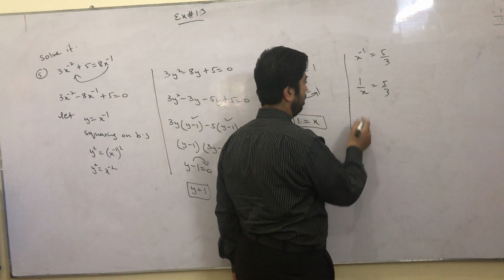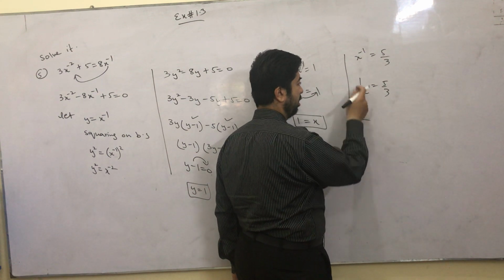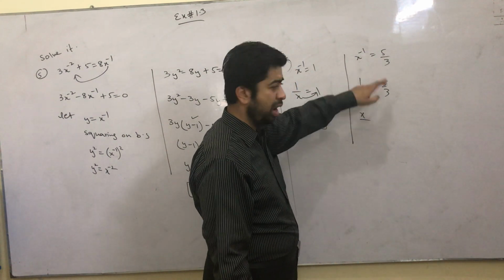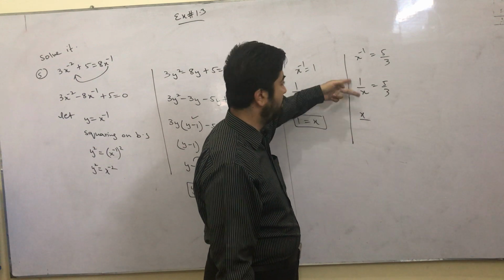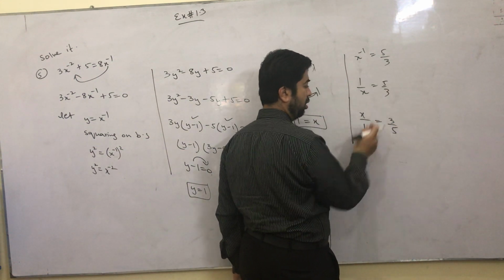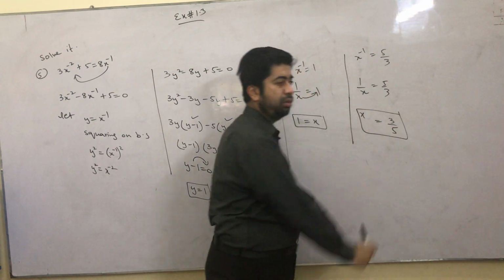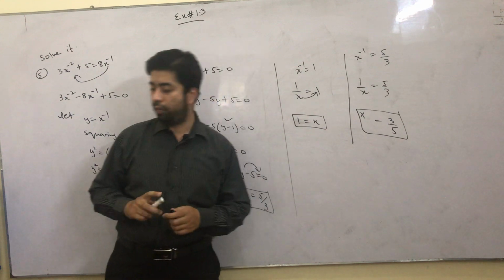For this one, after converting, this was 1 over x equal to 5 over 3, and after reverting this, x over 1 is equal to 3 over 5. This thing is also reversed. So x over 1, that is x, is equal to 5 by 3. This was the value of x.